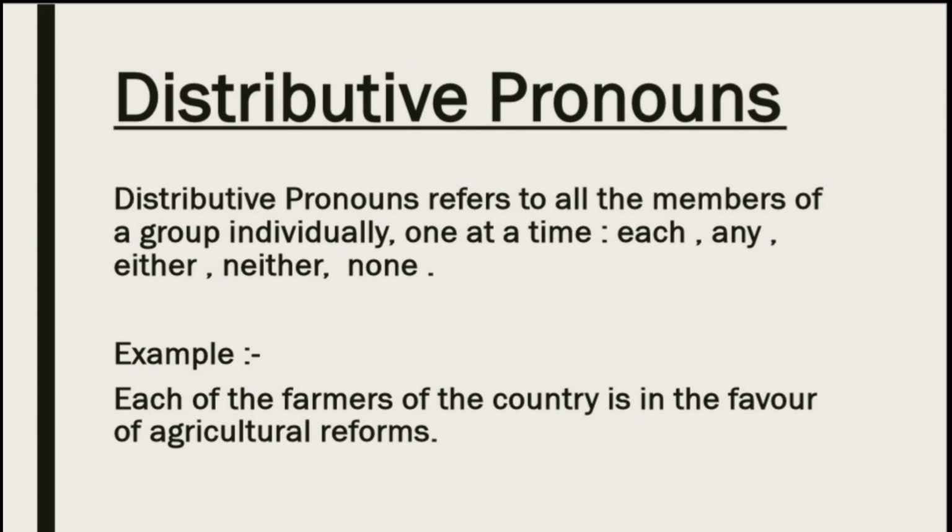Have a look at the example here. Each of the farmers of the country is in favor of agricultural reform. So here the word each is a distributive pronoun which refers to each farmer individually. The structure of each is singular, and therefore the verb used is also singular. So distributive pronouns are those pronouns which refer to each person or thing mentioned individually when they are in a group.